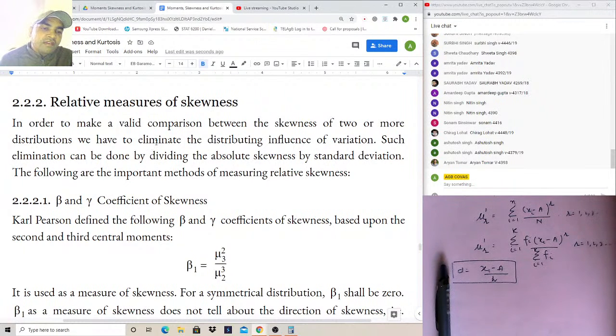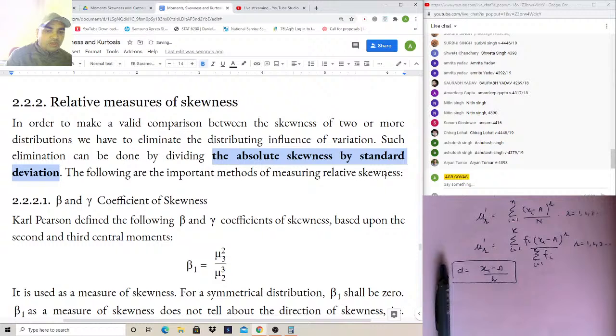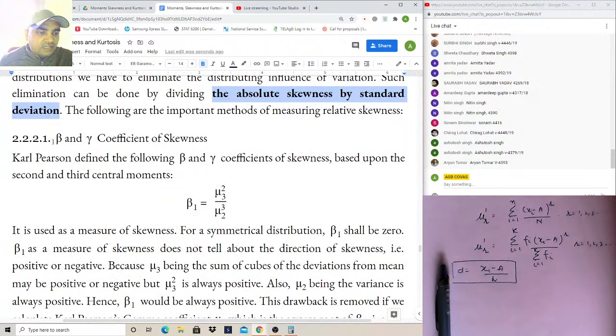In order to make a valid comparison between the skewness of two or more distributions, we have to eliminate the disturbing influence of variation. And such elimination can be done by dividing the absolute skewness by the standard deviation. So what we generally do is divide the absolute skewness by the standard deviation to get the relative measures. And what are these relative measures? First one is the beta and gamma coefficient of skewness.